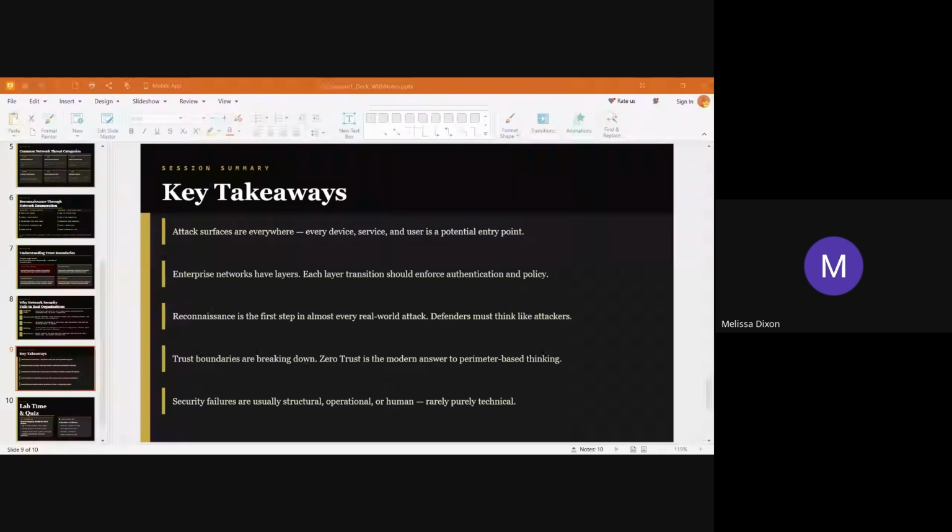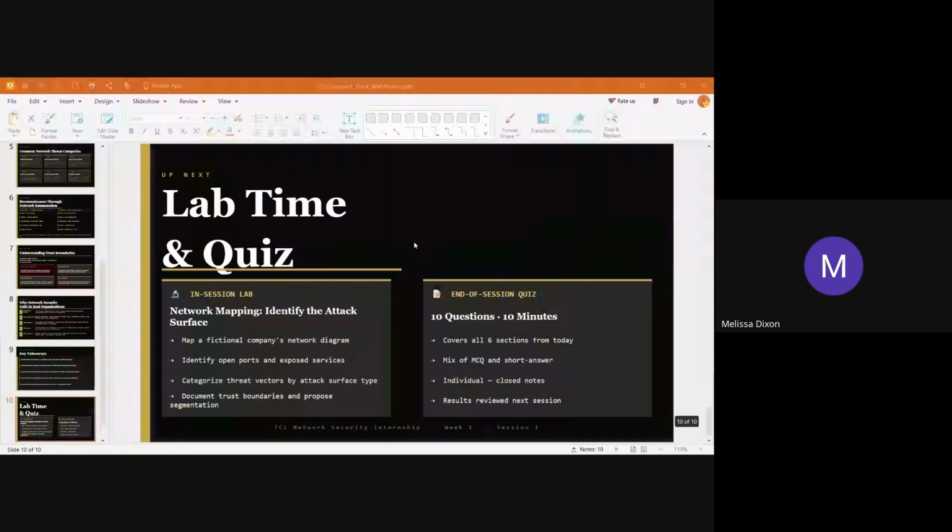Okay, so let's put a little bit of this into practice. I think we'll do a condensed version of this lab. I wanted to do a lab on network mapping to identify the attack surface. What you'll do is map a fictional company's network diagram, identify open ports and exposed services, categorize threat vectors by attack surface type, and document trust boundaries and propose segmentation. And then we just have a quick quiz. We'll just go over this really quick.